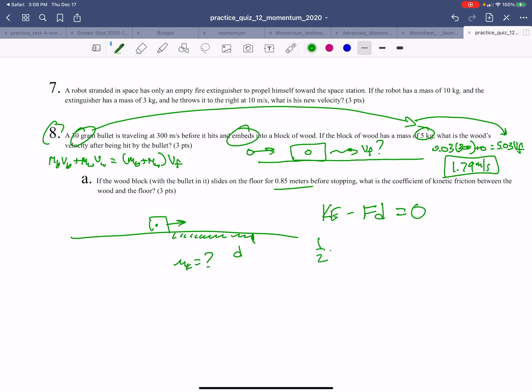Which means 1/2 mv squared minus the force of friction. The force of friction on a flat surface is mu sub k times mg. Right, here the normal force is mg. Remember, friction is mu times the normal force, and on a flat surface, the normal force is mg. So I should probably write that down. So force of friction is mu sub k times the normal force, and the normal force is mg. So that's where this stuff comes from.